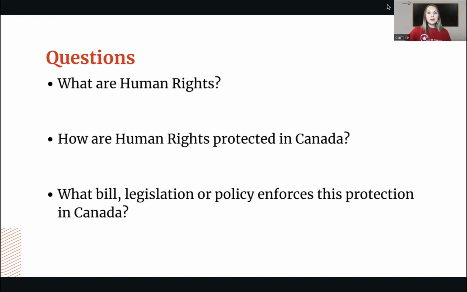So what bill, legislation, or policy enforces this protection in Canada? That's the one that we just talked about as well. So again, that Canadian Charter of Rights and Freedoms that we looked at, perhaps Bill C-150, or in a general sense, the Constitution. So the way that we maintain our human rights, if we see that things are going wrong and we are losing our human rights, is largely through protesting.